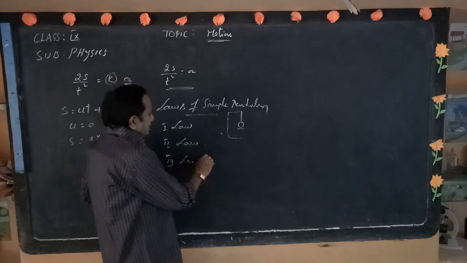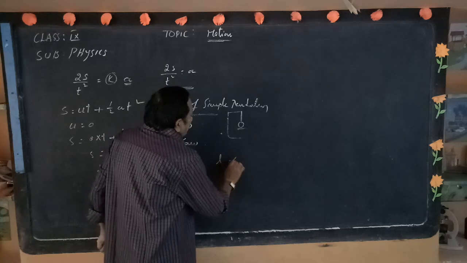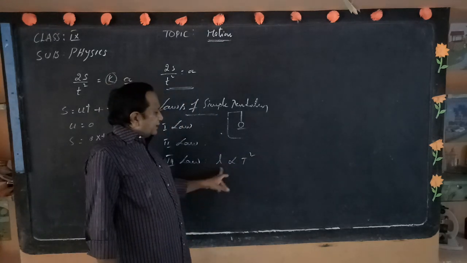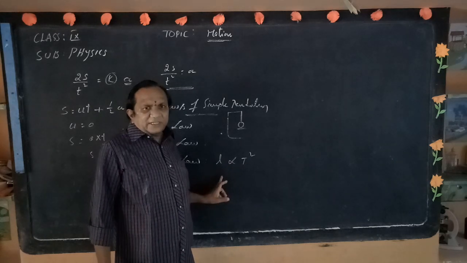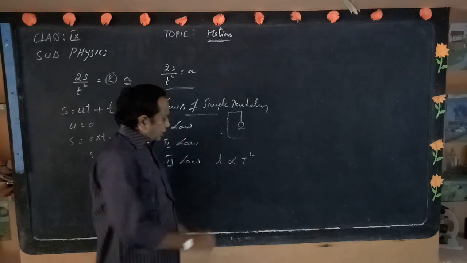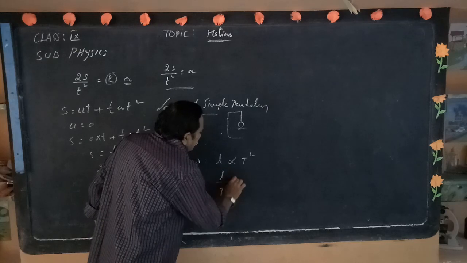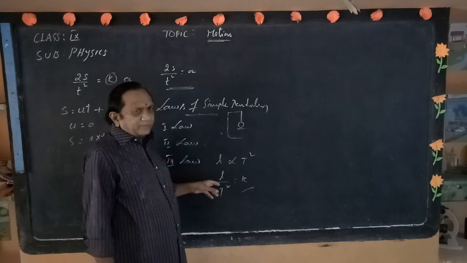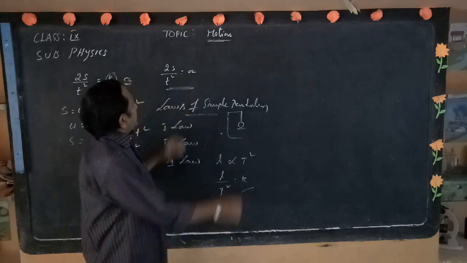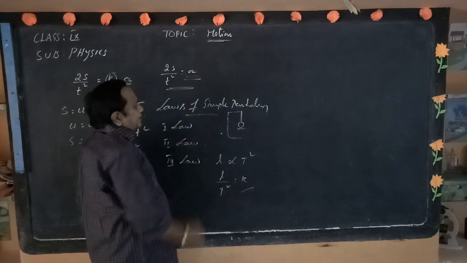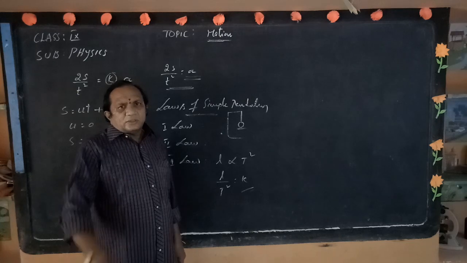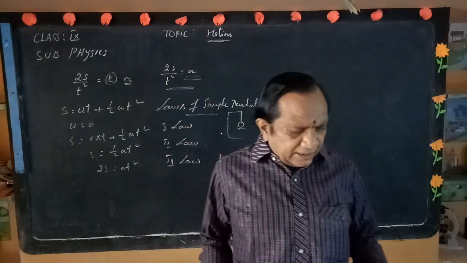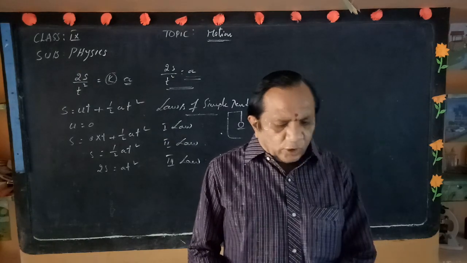And the third law says that length is directly proportional to the square of the time. L proportional to t square, or otherwise L by t square is equal to constant. In higher discussions I will prove this one. But instead of that, by simple demonstration, here it is an acceleration, that we discussed in the previous class. Now we have to discuss some problems in this chapter.